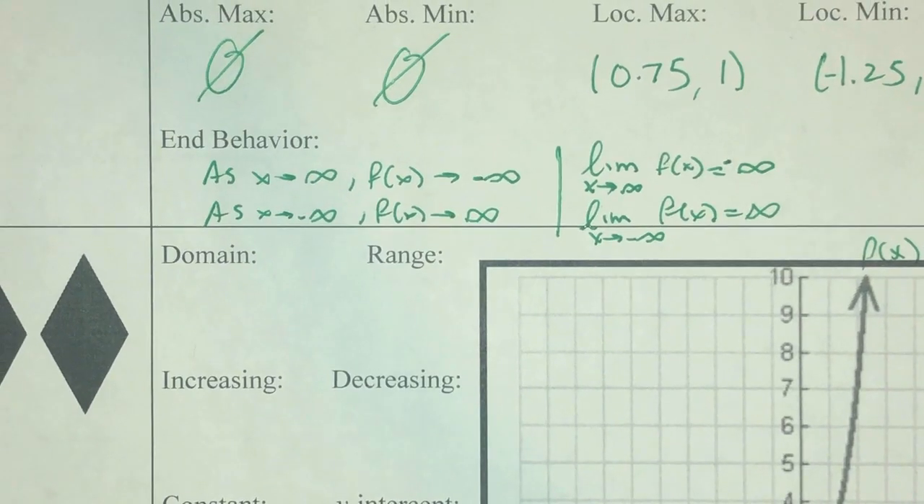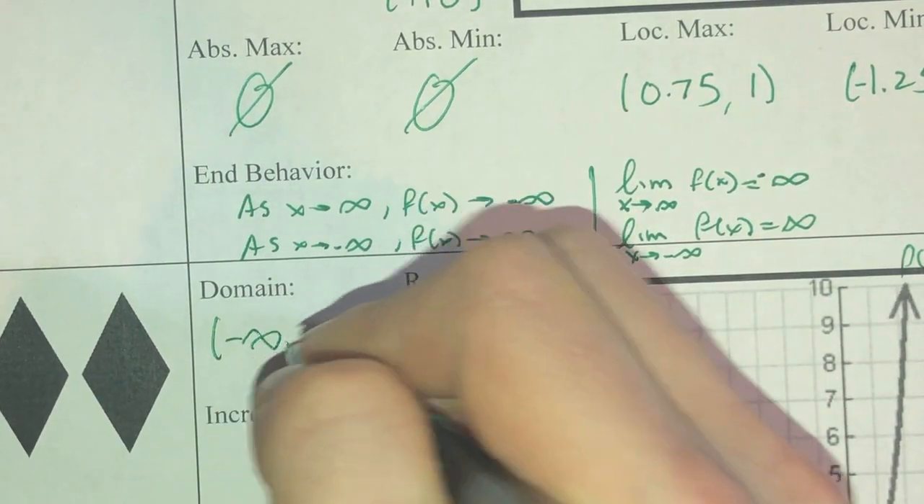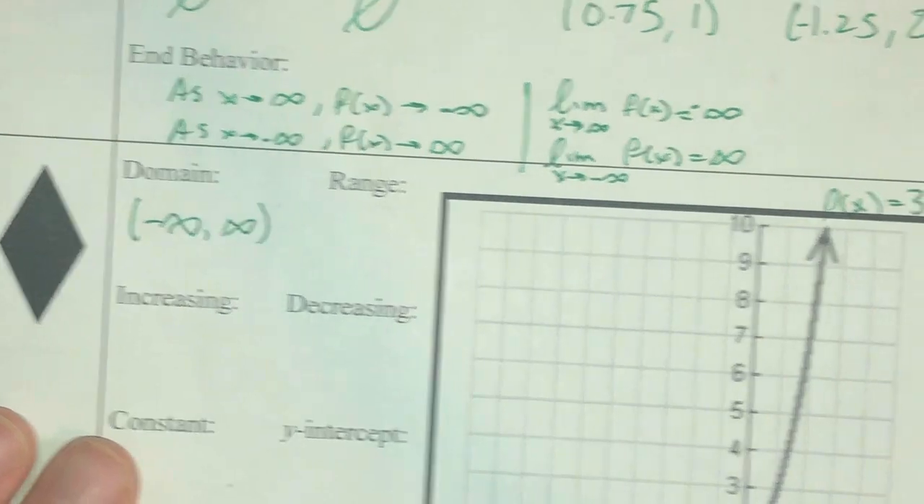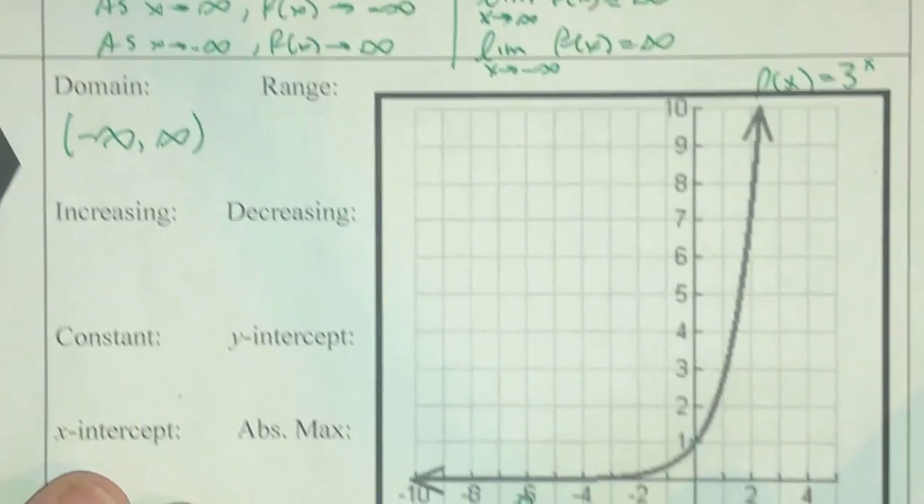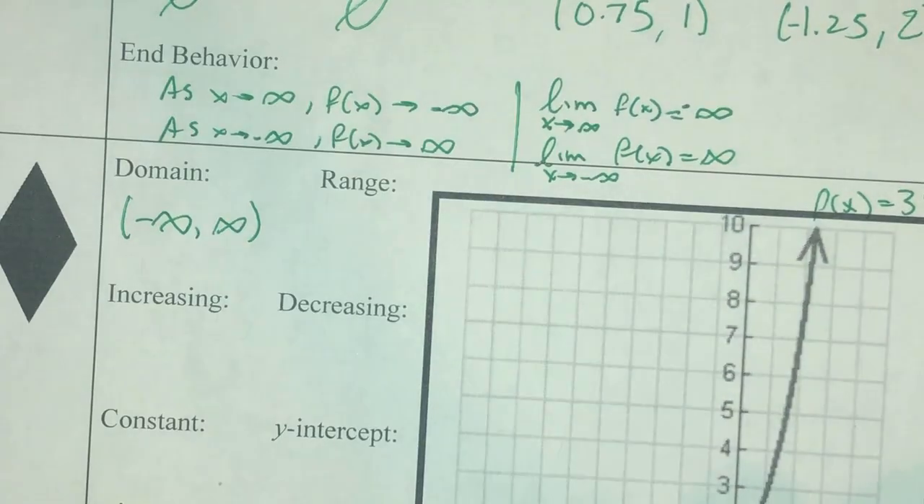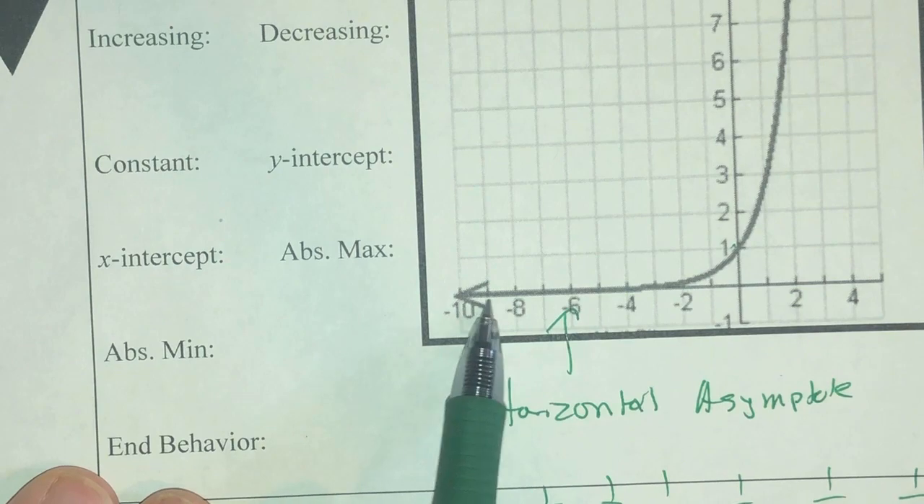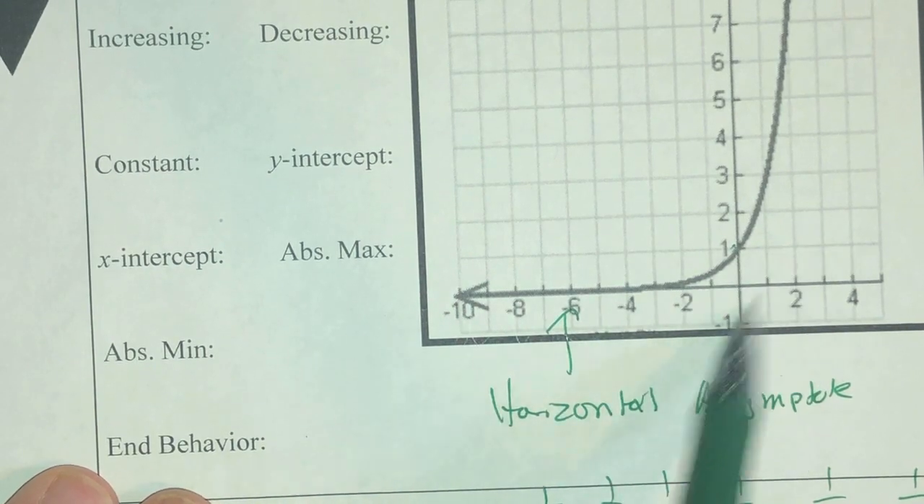So let's look at our domain. Again, you can do 3 to the power of anything. If it's negative, it flips it. If it's positive, it makes it really big. If it's 0, anything to the power of 0 is always 1. Range, let's talk about it. So we know it does not go below 0. We can see that.